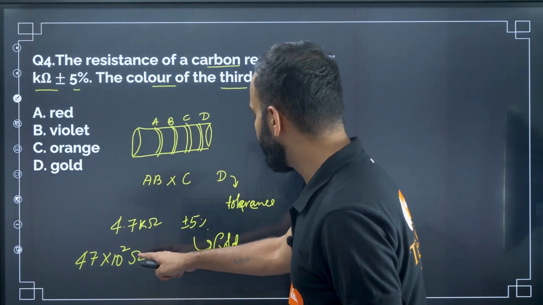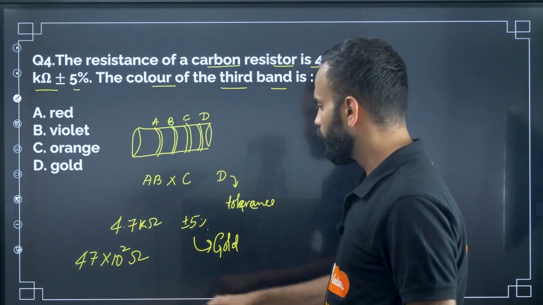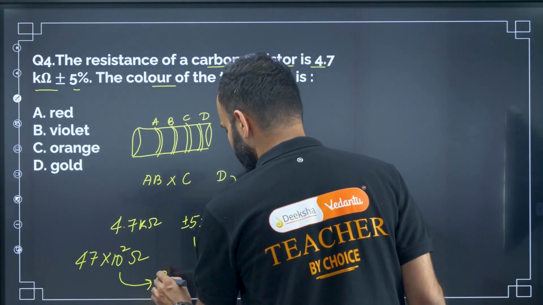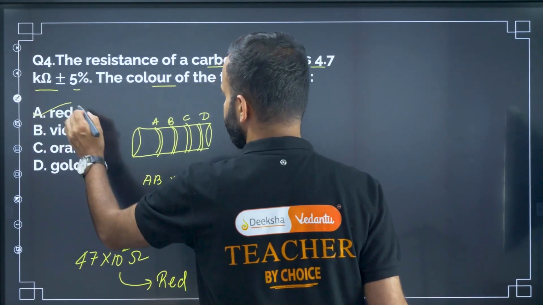So here the third band is C, that is 10 to the power 2, right? So here 10 to the power 2 represents red. So the correct option is A.